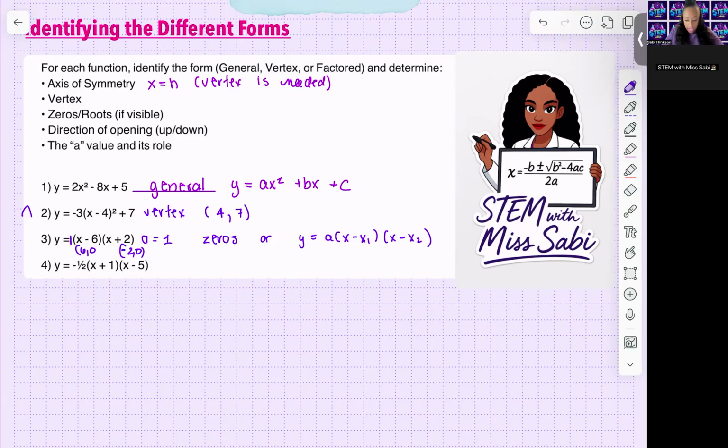And again, the A is 1, so it's opening up, and it's the same width as the basic standard one. And for 4, we have a -1/2. So the A is -1/2. What that means is it's opening down, and because the number is actually less than 1, which is 1/2, it's going to be a wider parabola.